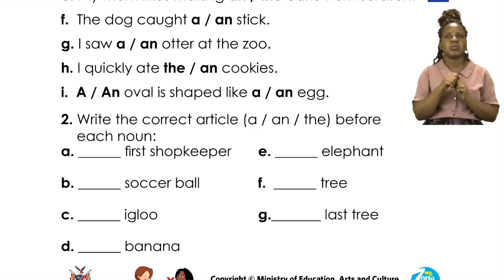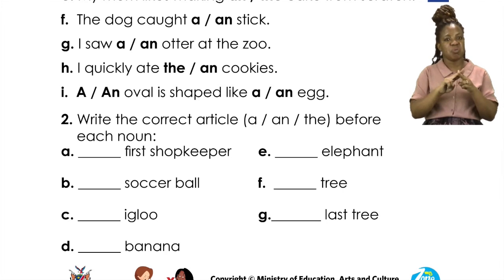Remember, we use the article the for things that are specific and only one. Then we use the article an for when we are talking about words that start with a vowel sound. And then we use the article a for words that are general.